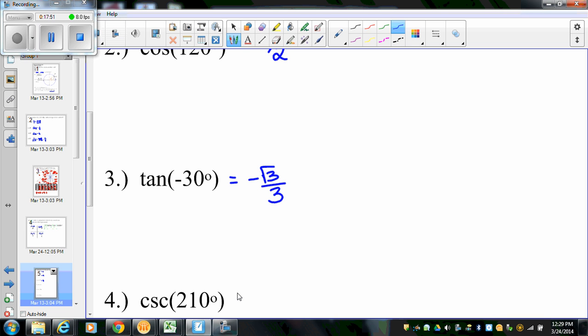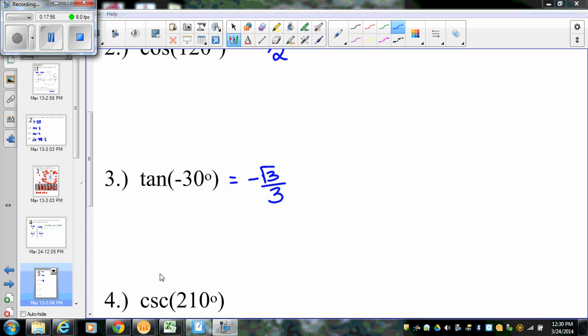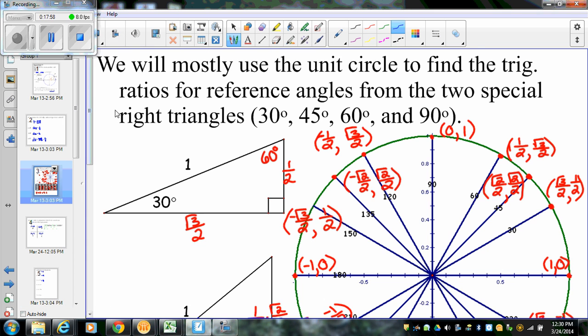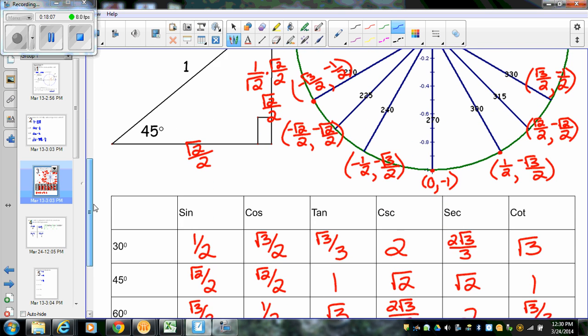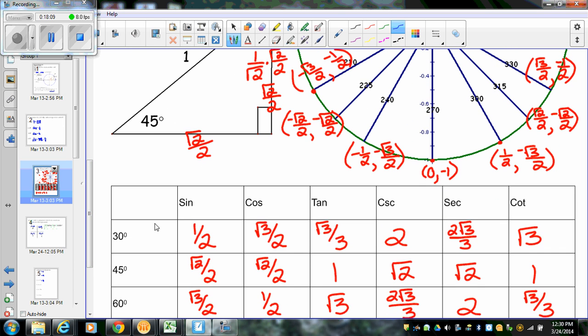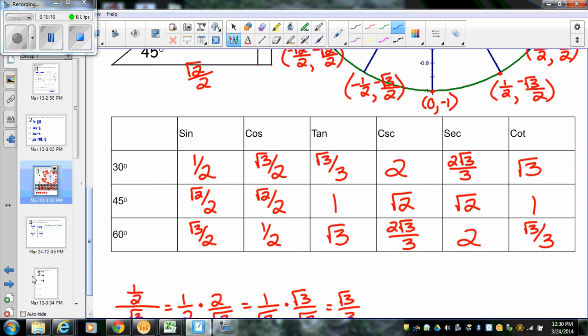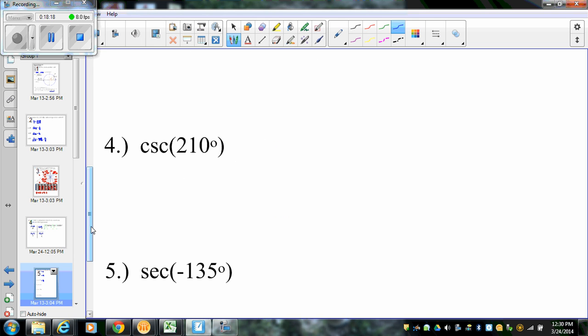Then we have cosecant of 210 degrees. So for 210 degrees, we would go back to our unit circle, find 210. Here it is in the third quadrant, and it has a reference angle of 30 degrees. So I would go look at 30 degrees. I want cosecant, which would be +2. However, 210 is in the third quadrant where sine and cosine are negative. So that would be -2.